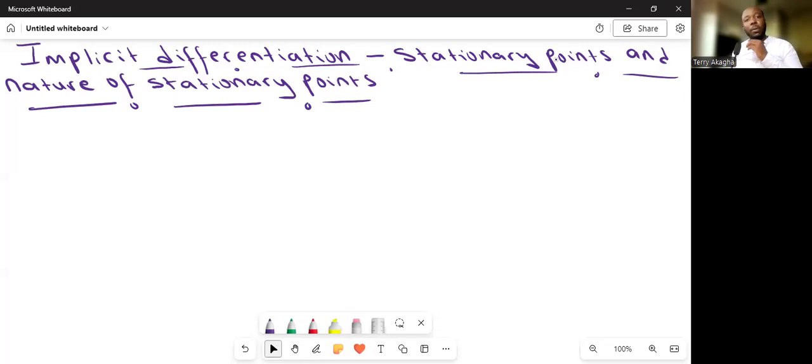Before I proceed, please make sure you review the previous video in this series. I talked about the 7 rules of how to use implicit differentiation. It's important that you've written that down in your notebook, because I'm going to be referring to that document while explaining how to solve questions about this.